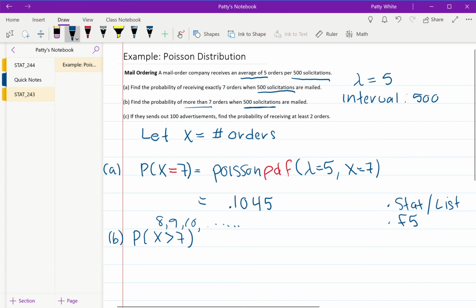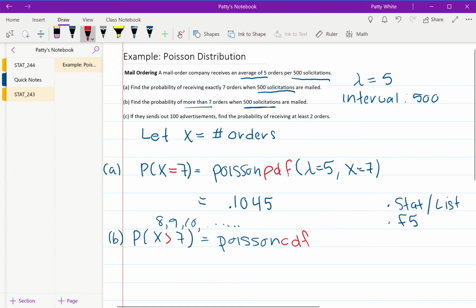We have a couple different options for this. We know we want to use our Poisson distribution because it's programmed into our calculator. If we look right here, we actually have an inequality, and if we have an inequality, we want to use the CDF. So what I want to use is the Poisson CDF, because I have an inequality. I want to accumulate areas, I want to accumulate probabilities: the probability of 8, 9, 10, 11, 12, all the way up to infinity.